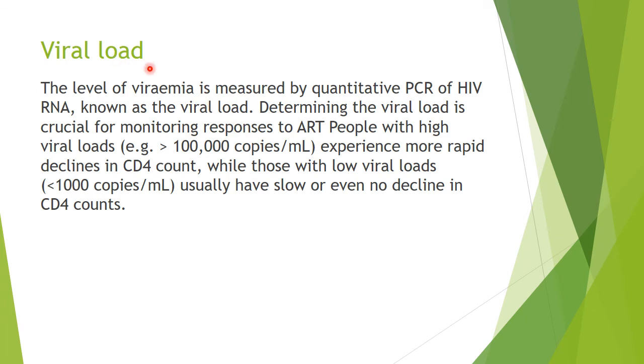So talking about the viral load, the level of viremia is measured by quantitative PCR. We're talking about quantitative PCR of HIV RNA. So we'll measure the number of HIV RNA, the number of HIV virus present. So when people have high viral loads like more than 100,000 copies per milliliter, they will experience rapid decline in CD4 count compared to those people with low viral loads like less than 1,000 copies per milliliter, who will have slow or even no decline in CD4 counts.